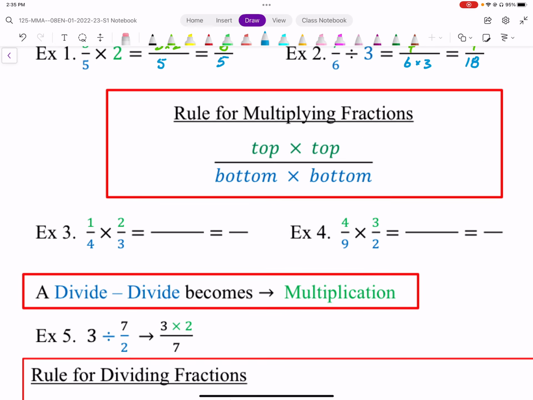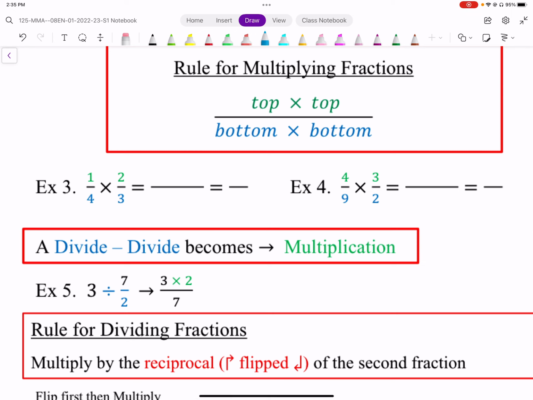When we have fractions, it becomes a little bit easier because it's already organized. So top is on the top. So we do top times top, bottom times bottom. We want to simplify this fraction. Any common factors we want to take out to simplify. So 2 over 12 is the same as 1 over 6.